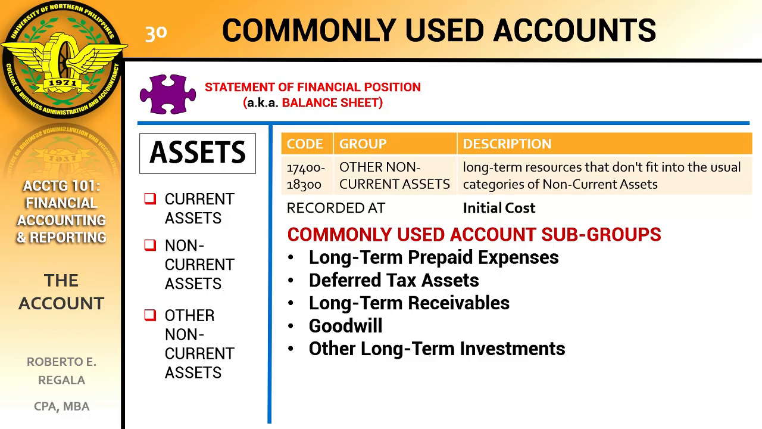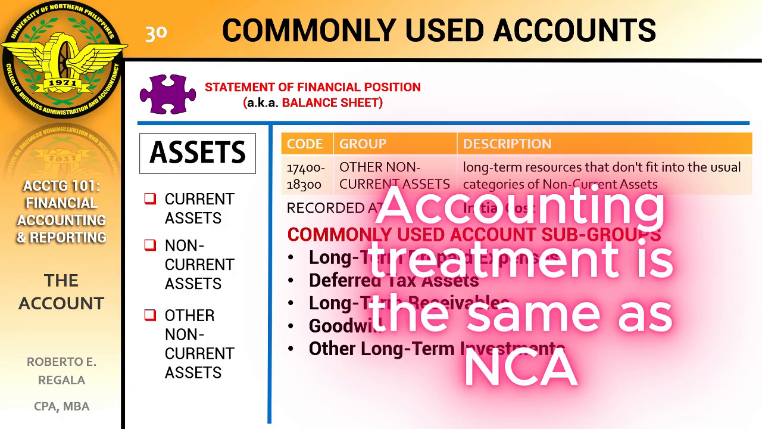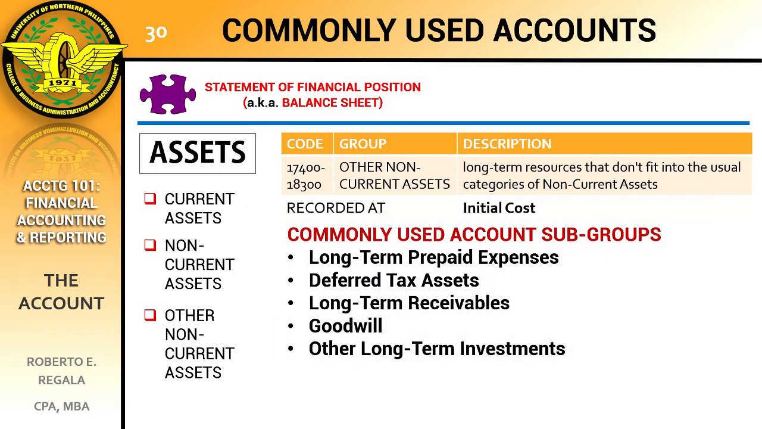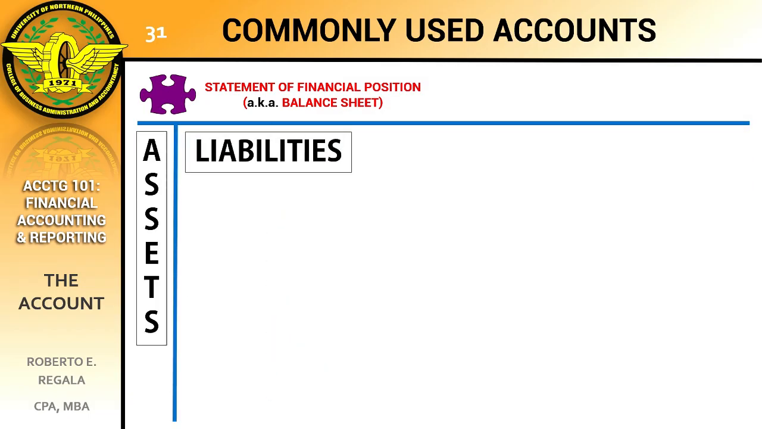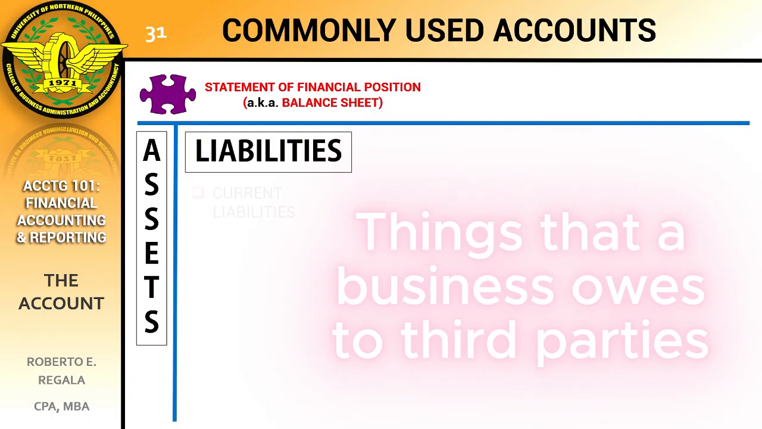In a nutshell, other non-current assets are like a catch-all for any long-term resources that don't fit neatly into the other asset categories. The accounting treatment and financial statement presentation for other non-current assets is basically the same as that for non-current assets. B. Liability accounts. Next to assets, let's look at some common liability accounts that entities use. Like we learned from the previous chapter, basically, liability accounts are all about the stuff that a business owes to third parties.